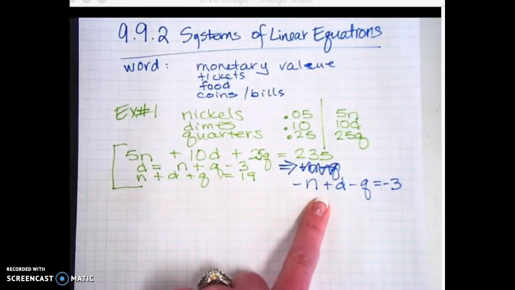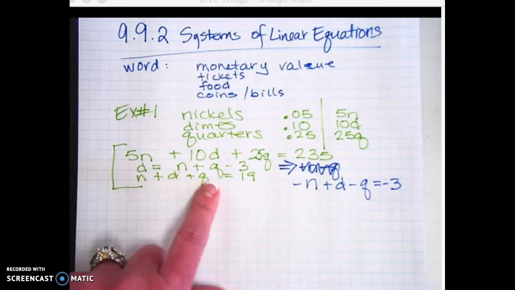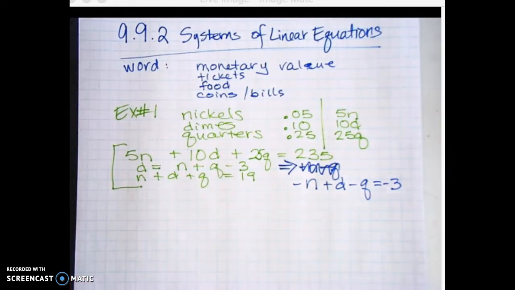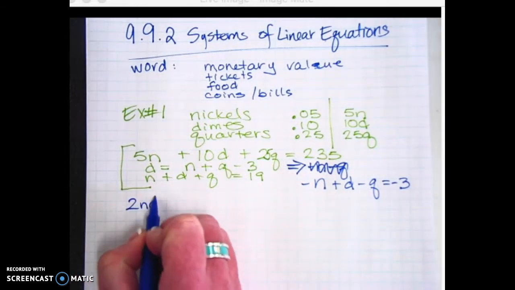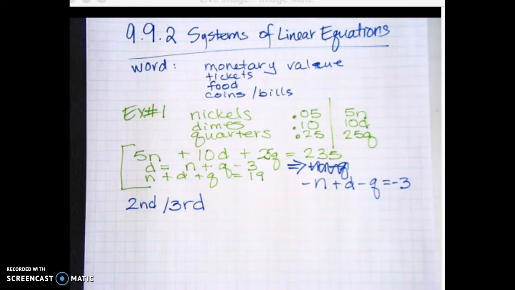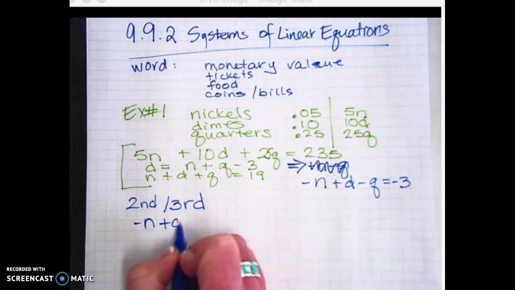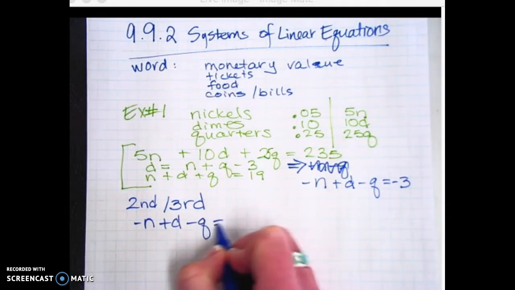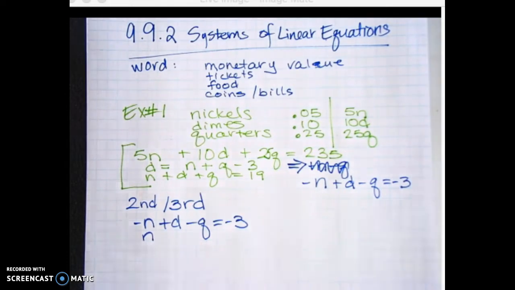Do you see why I switched the order? I started to put q, but then I realized, oh no, this one's ndq. So you kind of want them to be in the same order. So if we take the second equation and the third equation, we can eliminate with them, right? So negative n plus d minus q is negative 3. And then the third equation, line them up directly underneath.